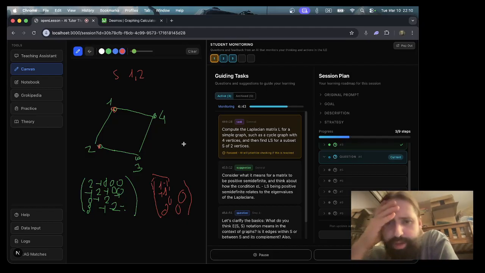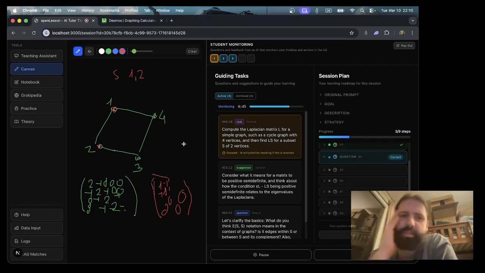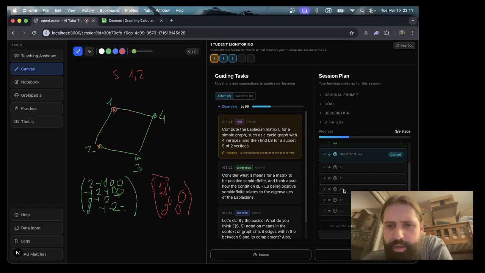Okay, so compute the Laplacian matrix. I have done these. That's a good use case. How should I get these picked and checked? That's a good question, right? And look, they messed up my plan again.